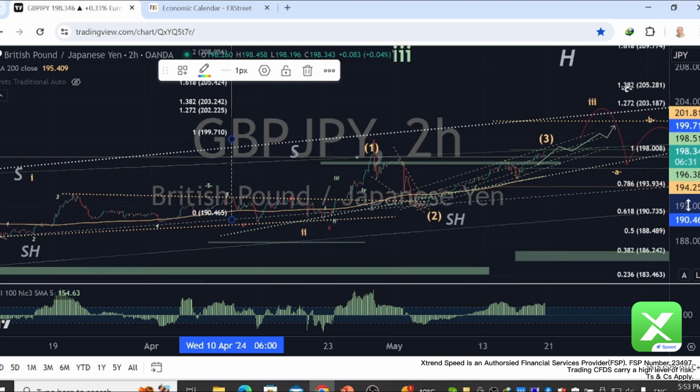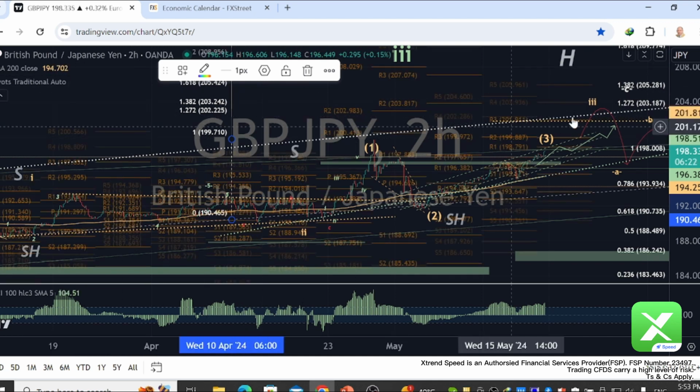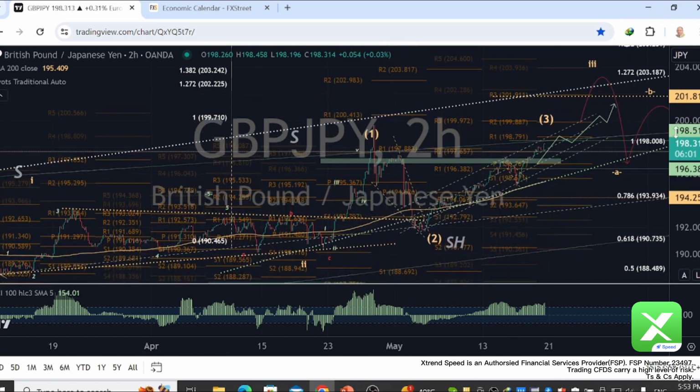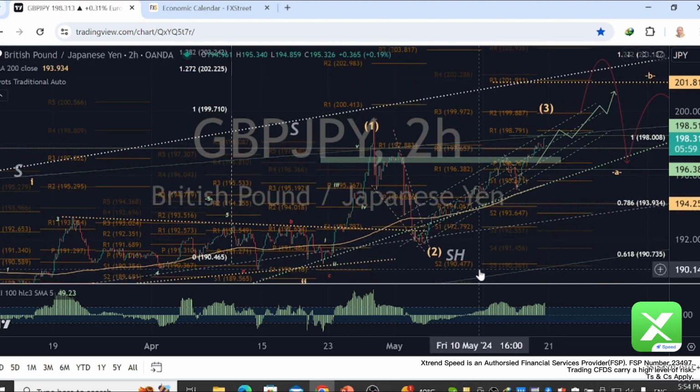And leg 3 must be, I believe, of course, 127.2 is 202, and 202 is actually 202.2. So 202.2 is between resistance 3 and resistance 4. 203.24 is resistance 4, and 161.8 is resistance 5. I believe we get to see resistance 4, 203.24. So we just take profit towards the end of the week if we're going to be swing traders.